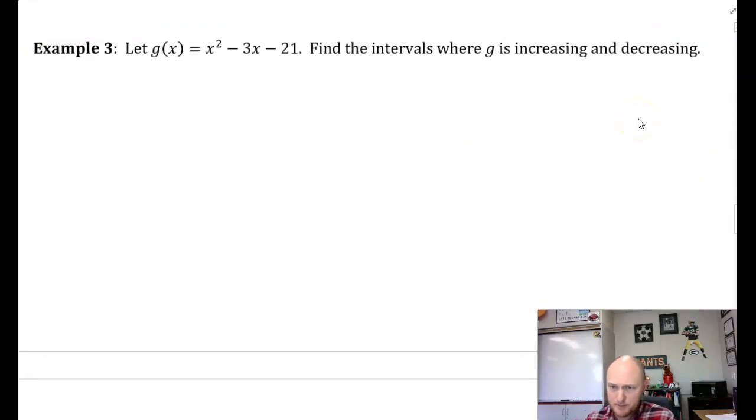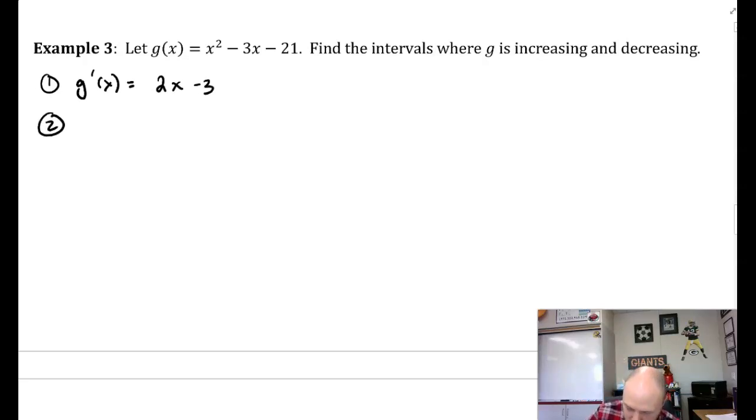Here's example number 3. They say let g of x equal x squared minus 3x minus 21. Find the intervals where g is increasing and decreasing. Okay, so step number 1, I need to find g prime of x. I'm going to take a derivative. 2x minus 3. Next, step number 2, where is g prime of x equal to 0? So I can set 2x minus 3 equal to 0, and I can solve this. 2x is equal to 3, x is equal to 3/2, which is 1.5.